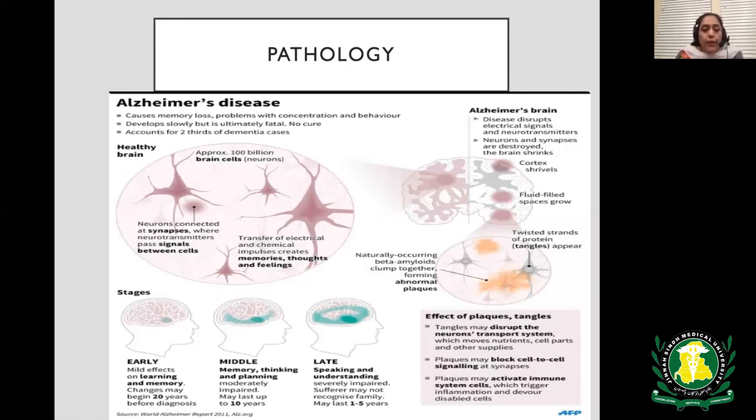In the middle or moderate dementia stage, memory, thinking, and planning are impaired, and these patients live up to 10 years. Later in the disease progression, when the patient is involved with language and understanding, they may have these symptoms for 1 to 5 years. So altogether, dementia signs and symptoms may be present in the patient for maybe 30 to 40 years inside the brain.